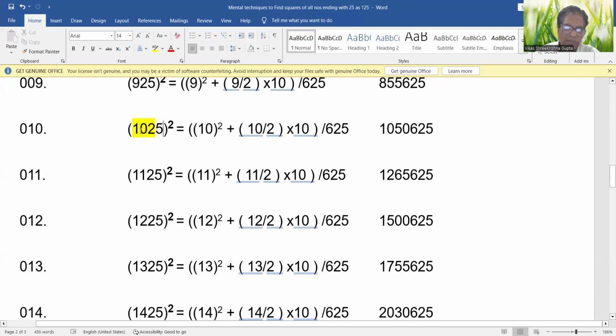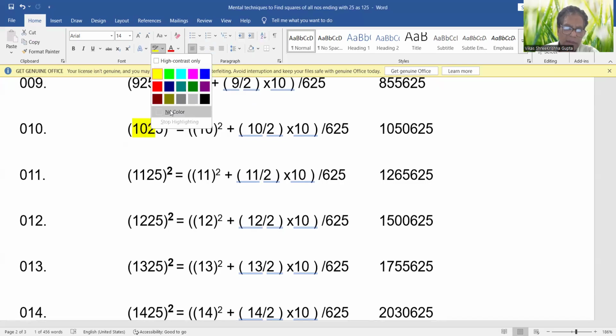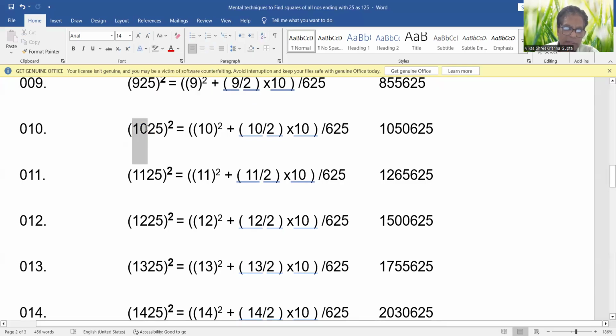In the same way, 1125. Just consider the number before 25. It is only 10 for 1025, not 102. Now in 1125, what is the number before 25? You have to consider only that number. Now 11 is the number before 25.